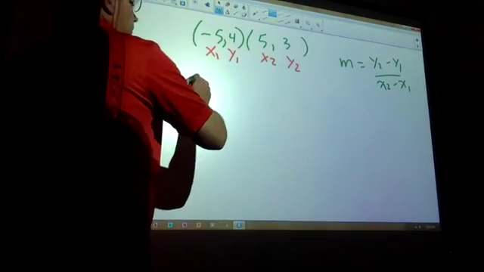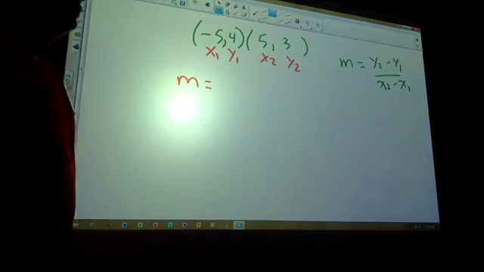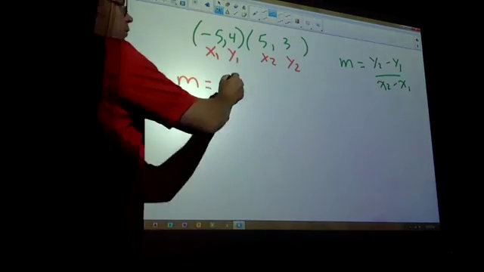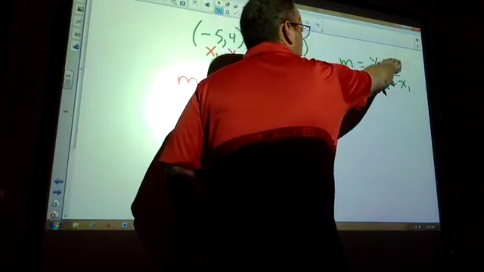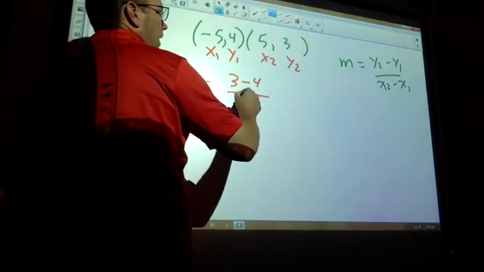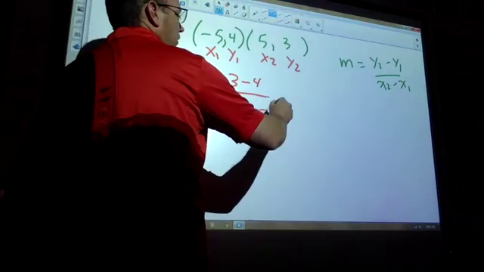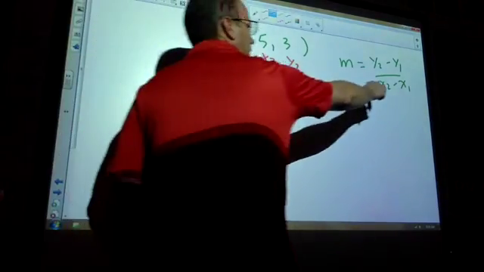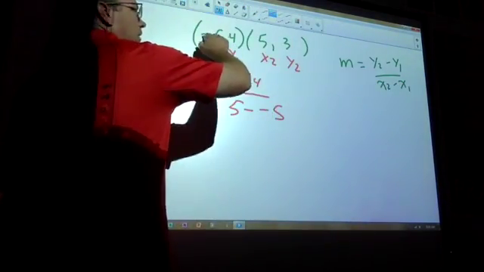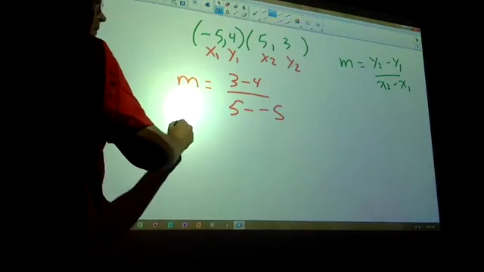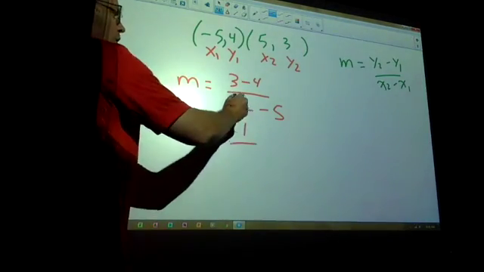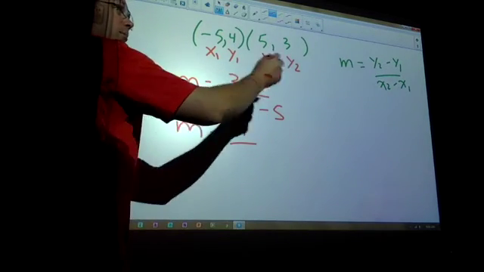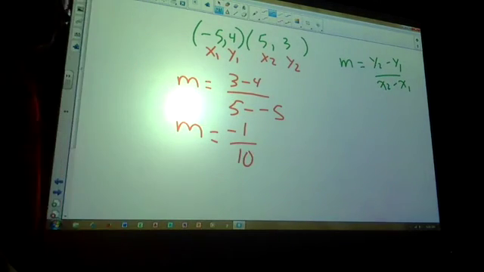So let's plug in. M equals y2 is 3, y1 is 4, correct? Yes. And remember, this minus sign is the same as that minus sign. 5 minus 5. And then I get 5 minus 5. So this minus sign came from right here, but this minus sign came from here. So minus 5 means plus, right? So on top I get 3 minus 4, which is -1, over 5 minus 5, which is 5 plus 5, which is 10. And that's how you do it.